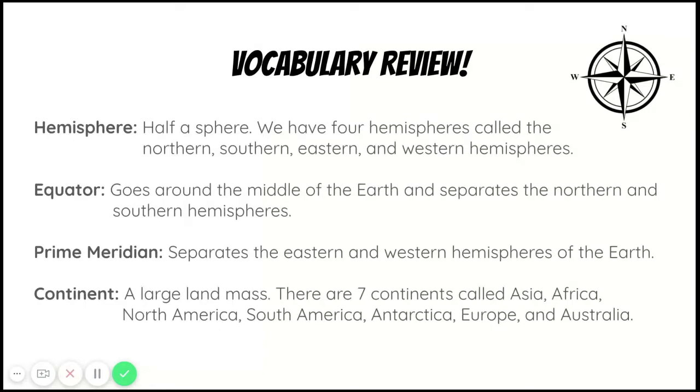The prime meridian is just like the equator. It's an imaginary line, but this one goes up and down and separates the eastern and western hemispheres of our planet. And last is continent. And a continent is a large landmass. There are 7 continents that are Asia, Africa, North America, South America, Antarctica, Europe, and Australia. So like I said, we are going to be focusing on North America today, and North America is where we live.